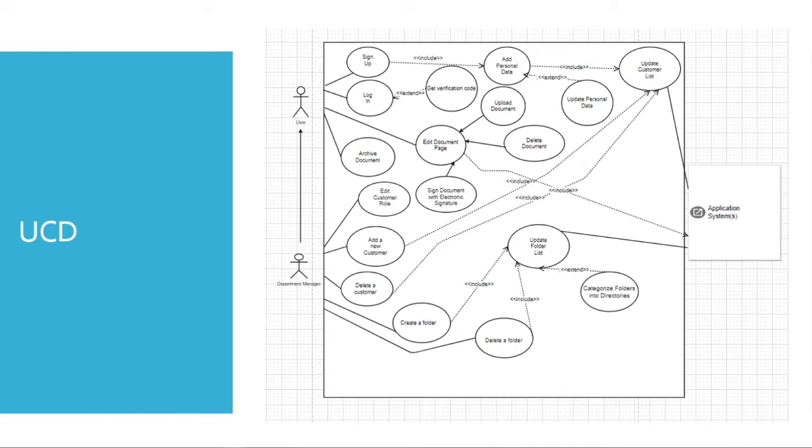So in our system, we have department manager who can delete and add a new customer to our system. After adding or deleting existing customer, the system automatically updates the customer list. So the manager can also create and delete folder and also put folders into specific directories. So we have a user.